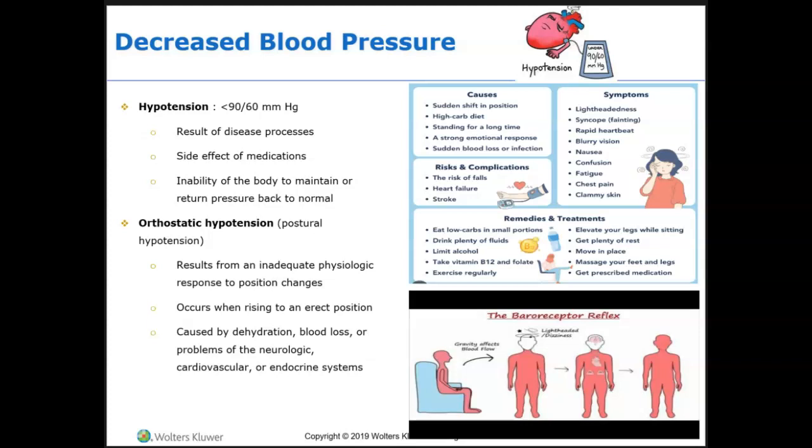You suddenly shift positions, that can definitely have a hypotensive effect in the body. When we look at orthostatic hypotension, we're literally looking at postural hypotension. And that results from an inadequate physiological or physical response to the position changes, literally, right? So it typically occurs when rising to an erect position. And we usually see an underlying connection between either dehydration or maybe blood loss, neurological problems, cardiovascular problems, endocrine problems, those kinds of things, right?